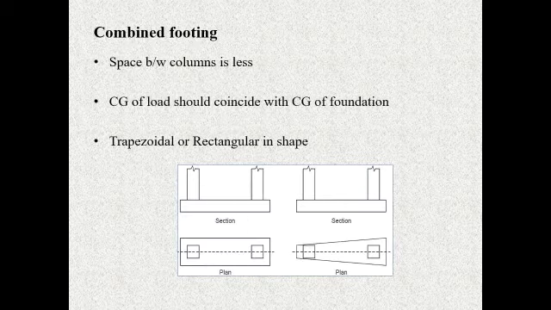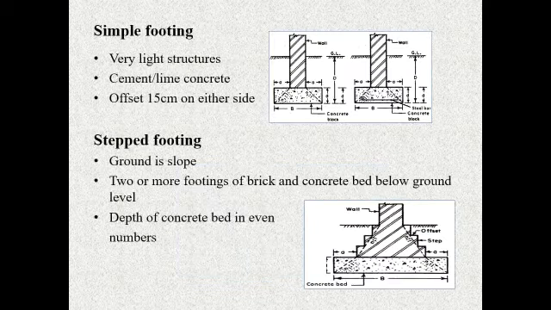And the second classification is combined footing. These types of footing are used when the space between the two columns is very less and the center of gravity of the load should coincide with the center of gravity of the foundation. These types of foundations come in the trapezoidal or in a rectangular shape.